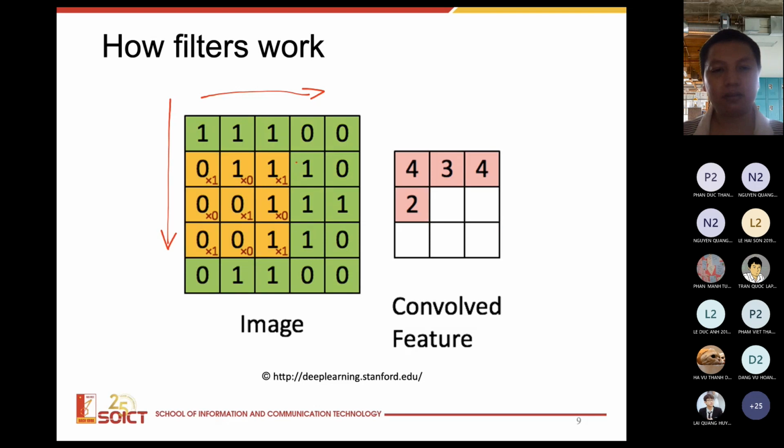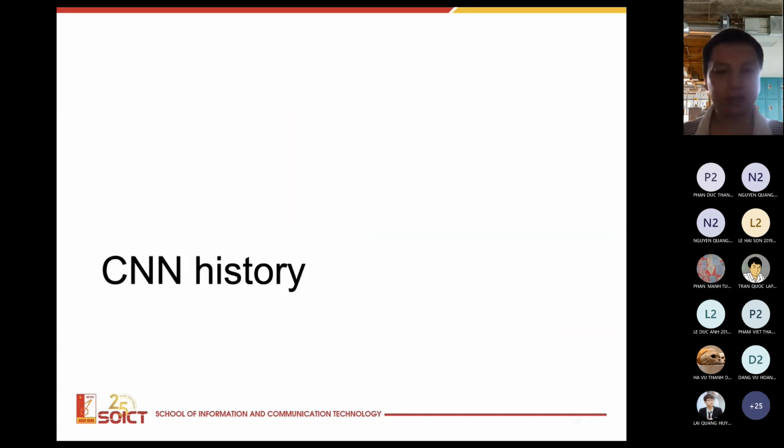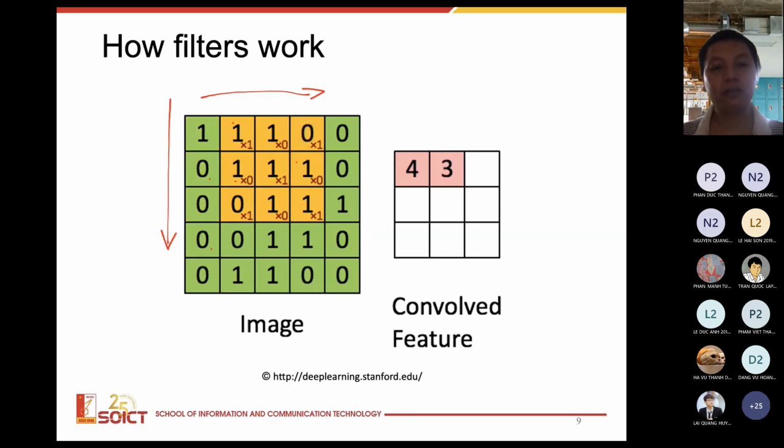Let me pause, let me stop the image, the animation. Okay, now it's stopped. Okay, so I don't know how to stop it, but okay, so take a look into this.